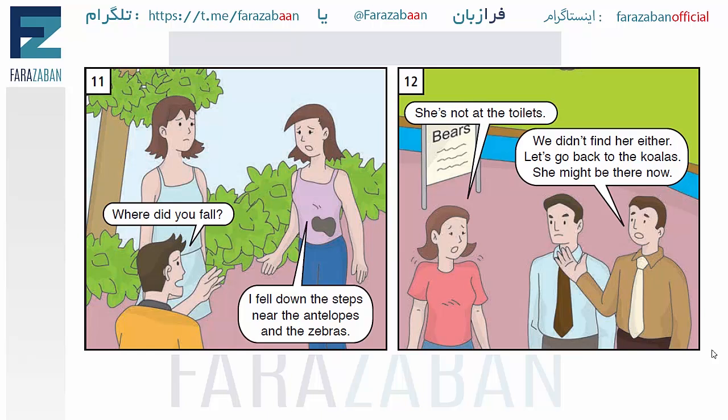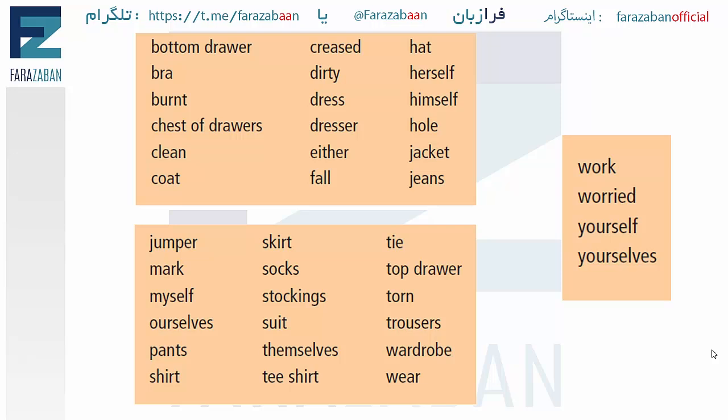این هم داستان ما. حالا بریم سراغ کلماتی که امروز یاد گرفتیم. Bottom drawer, bra, burnt, chest of drawers, clean, coat, creased, dirty, dress, dresser, either, fall, hat, herself, himself, jacket, jeans, jumper, mark, myself, ourselves, pants, shirt, skirt, socks, stockings, suit, themselves, t-shirt, tie, top drawer, torn, trousers, wardrobe, wear, work, worried, yourself and yourself.